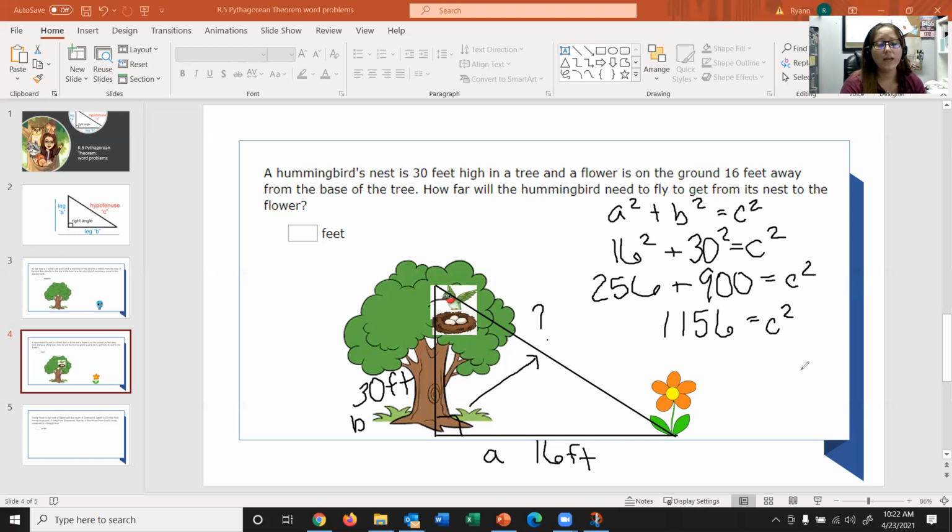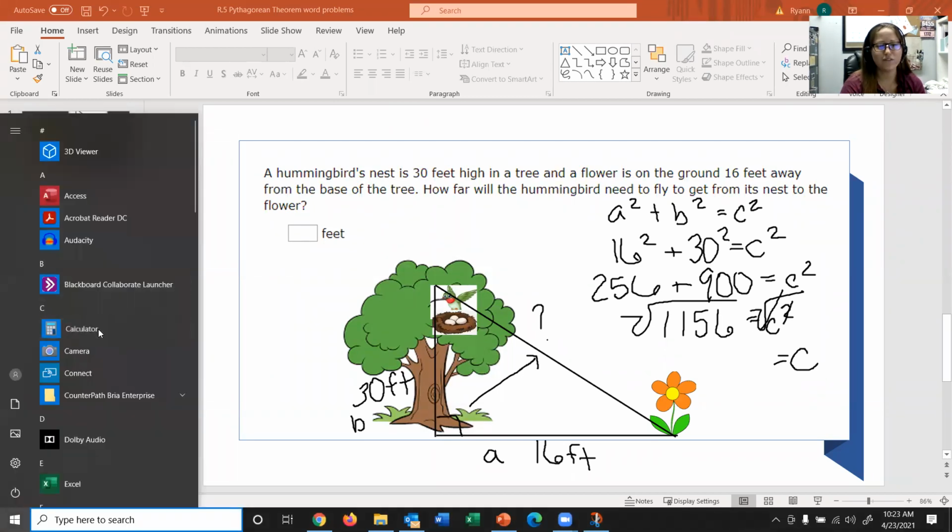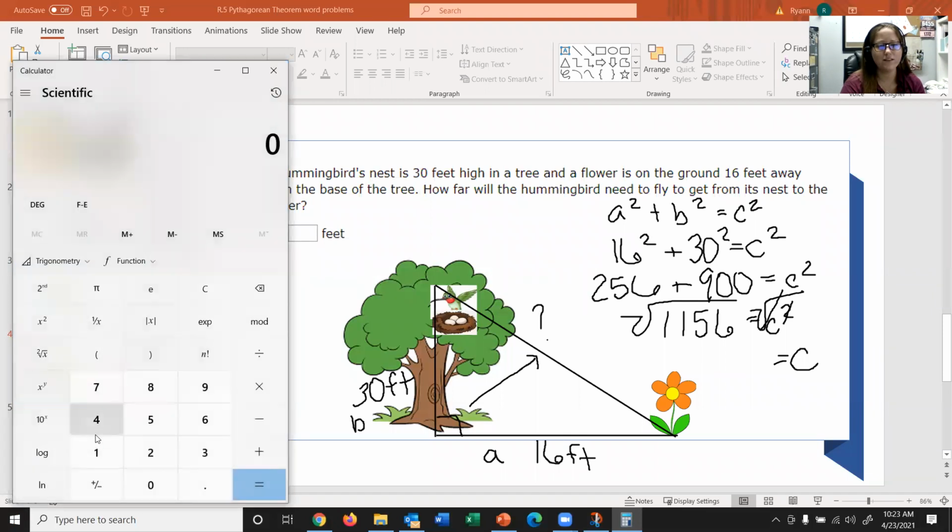And now we need to get c totally by itself by finding the square root of both sides, taking that inverse operation. So we're going to find the square root of c squared and find the square root of 1,156. This will cancel out, leaving us with just c. And then the square root of 1,156, and I'll pull up my calculator for this.